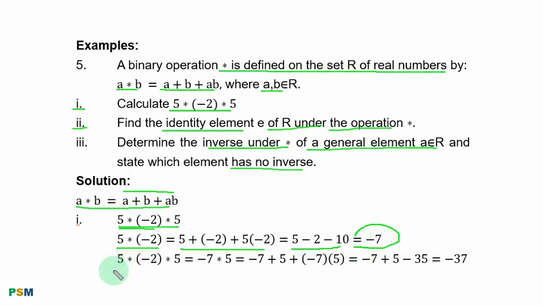If you take everything together, you therefore replace these two elements by minus 7, then asterisk the third element. With this, A is equal to minus 7, B is equal to 5. You come here and replace them, you have this result. That is minus 7 plus 5 minus 35 equal to minus 37.